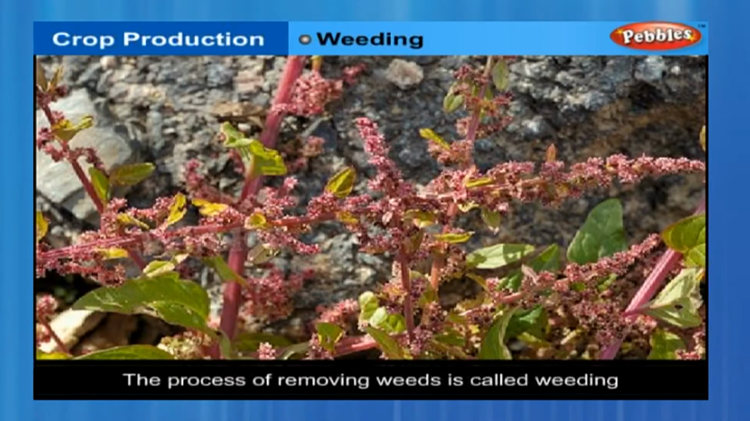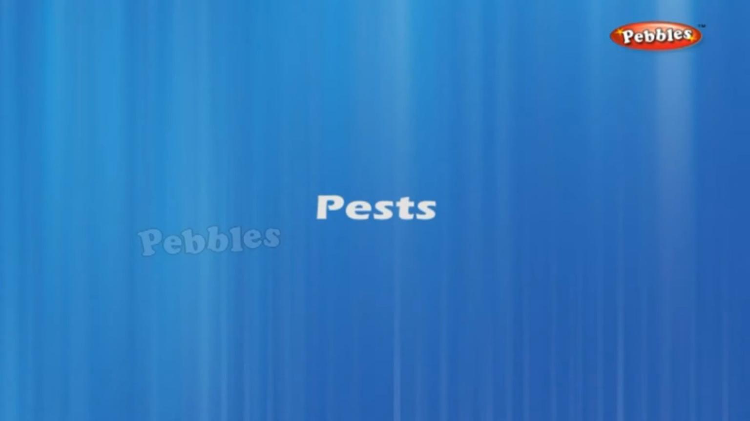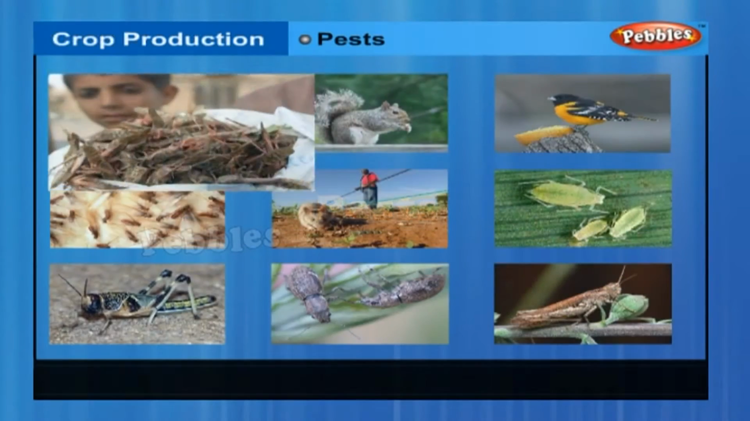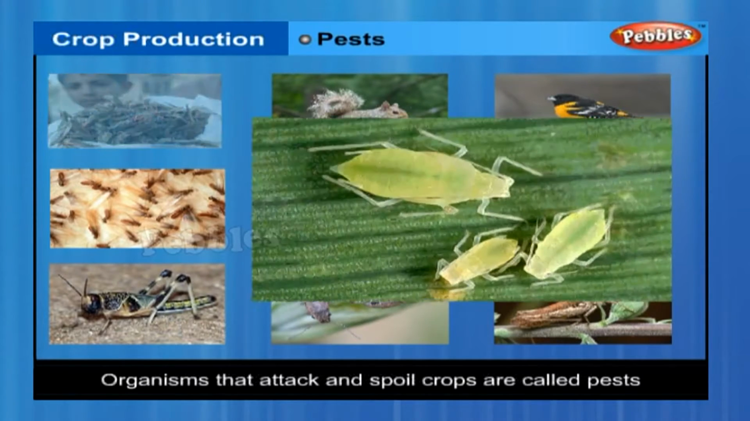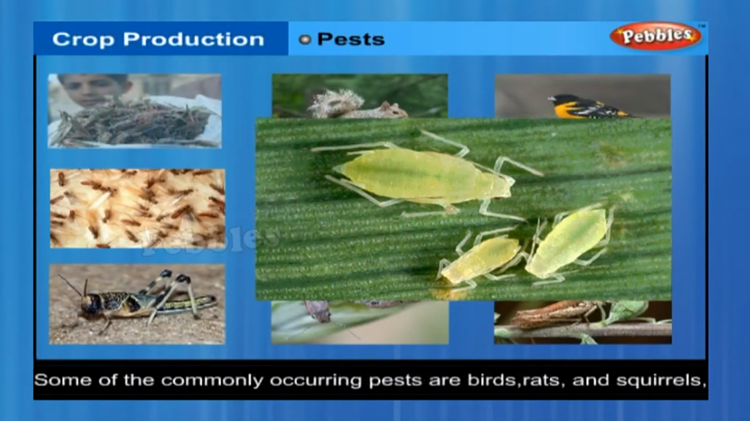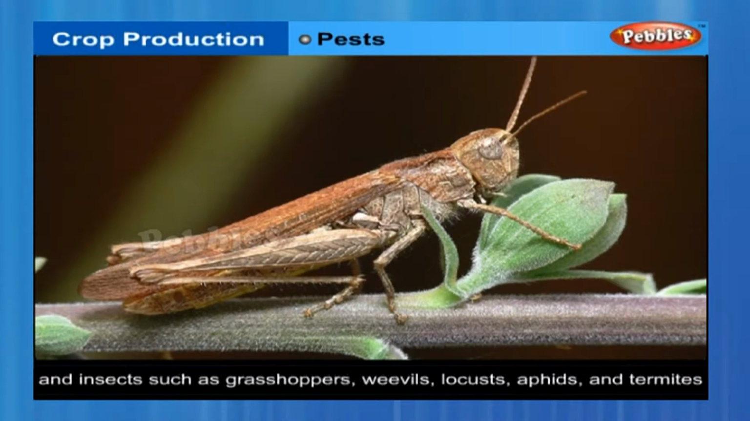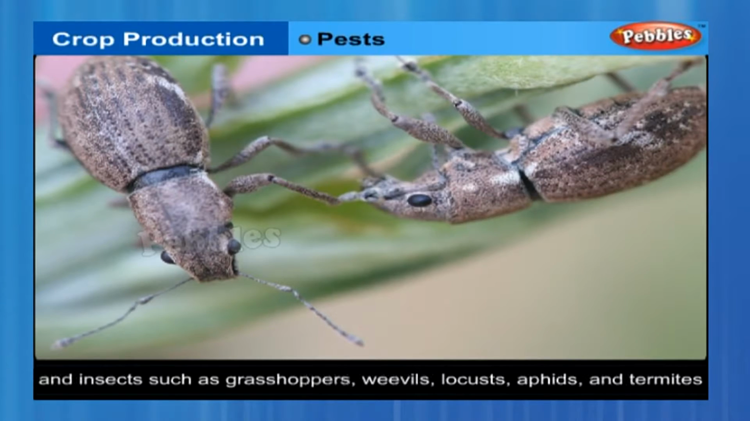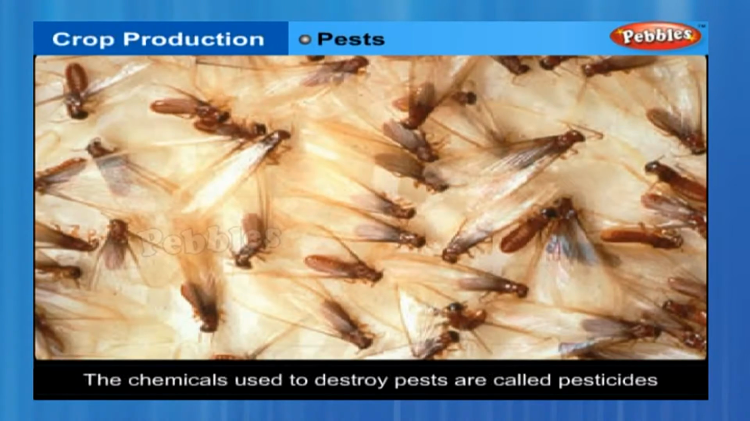The process of removing weeds is called weeding. This may be done manually or by spraying weedicides. Pests. Organisms that attack and spoil crops are called pests. Some of the commonly occurring pests are birds, rats, and squirrels, and insects such as grasshoppers, weevils, locusts, aphids, and termites. The chemicals used to destroy pests are called pesticides.